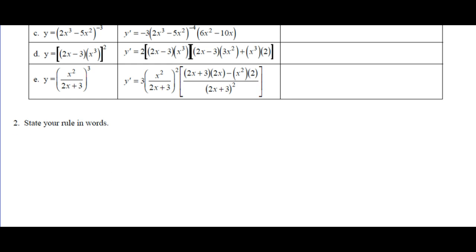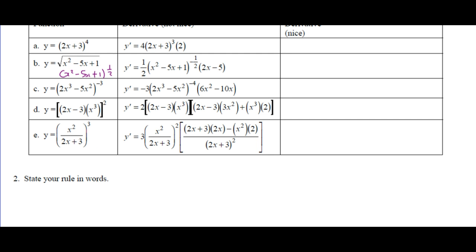So, shall we state our rule in words? So what's the rule in words? All right, so each of these is a power, right? So we've got fourth power, power of a half, negative 3, and so on. So we're treating it just like we would using the power rule, with the base of the thing being whatever's in the parentheses. And then we're taking the derivative, then we're multiplying that by the derivative of what's inside the parentheses.